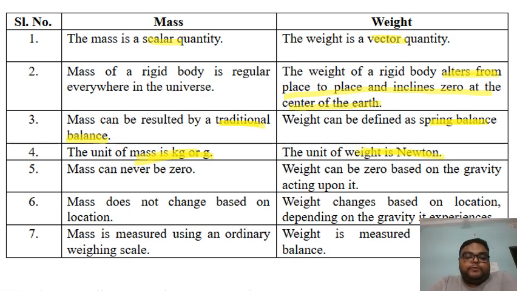Mass can never be zero. Mass is basically the quantity of matter contained inside an object, and there cannot be zero quantity of matter inside an object. But weight can be zero because it is the product of mass times gravity. We will look at it in our next slide.